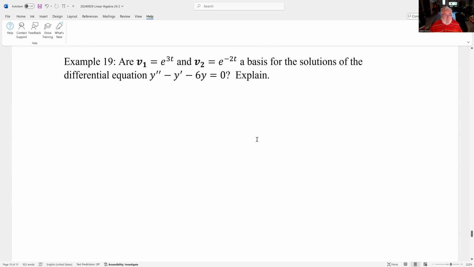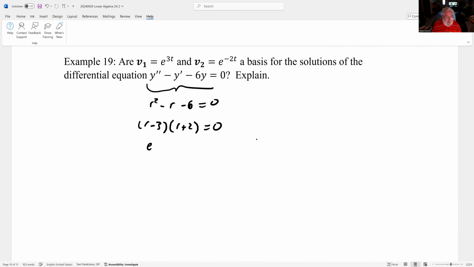So if we go back to differential equations, are these a basis for the solution of this differential equation? Well, this is r squared minus r minus 6 equals 0, our characteristic equation. And that consists of 2 vectors. And so we said that the general solution is k1 e to the 3t plus k2 e to the minus 2t. And so is that a basis?